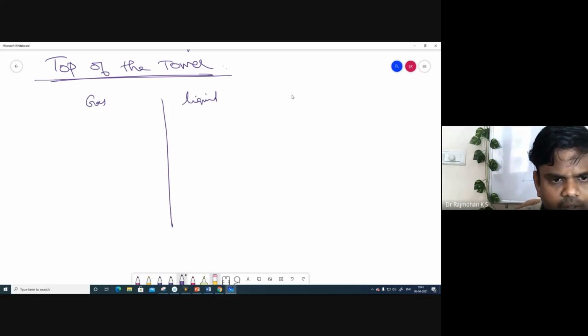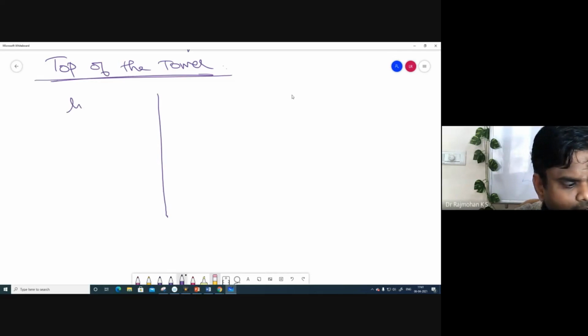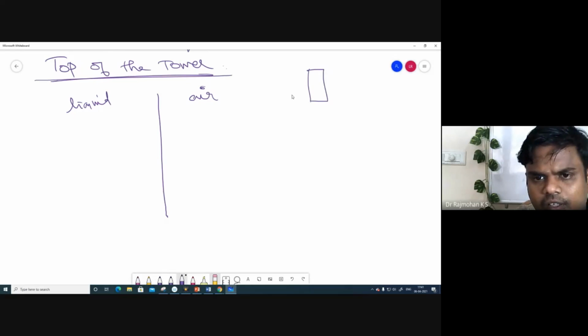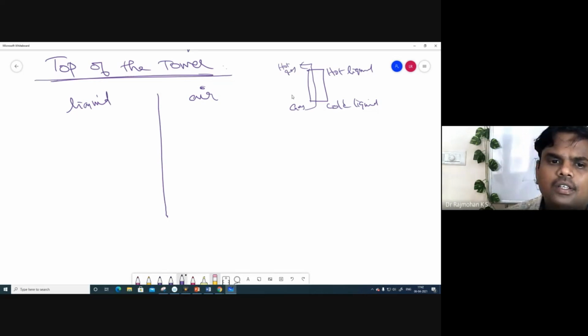Let me say we have a liquid and then air. What is happening in the cooling tower? Recall, hot liquid is entering and cold liquid is coming down. Here gas is entering and hot gas is leaving. Here the gas is air actually. With respect to the liquid, it is purely water, so there is no concentration change in the water because it is pure water.